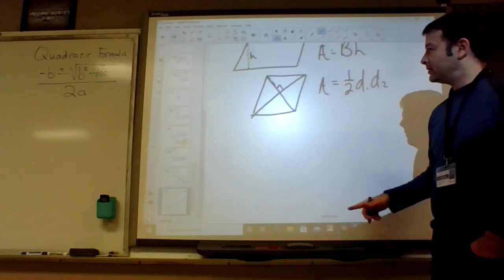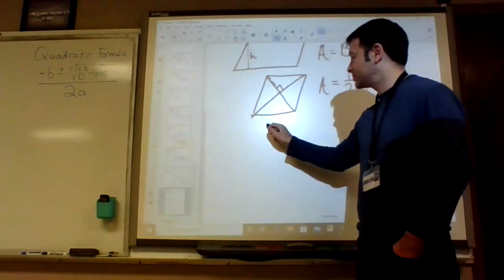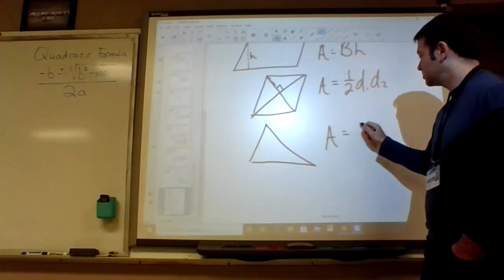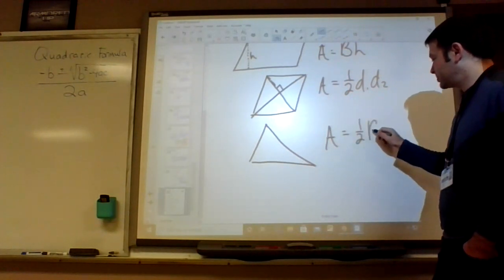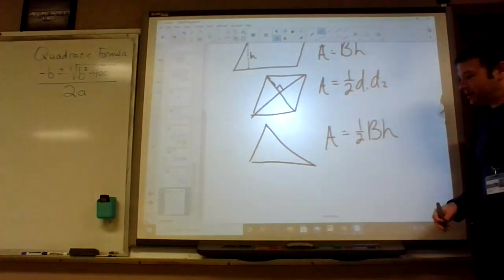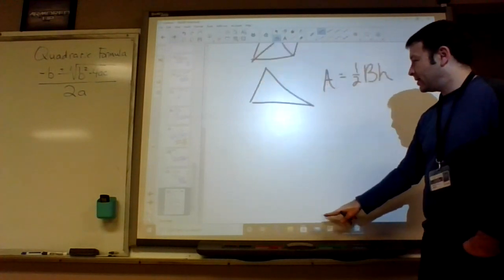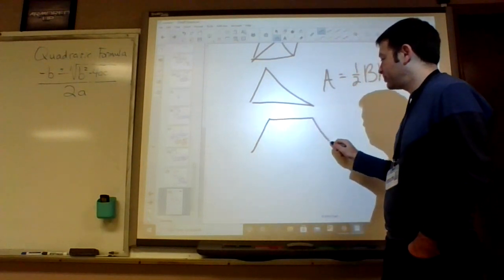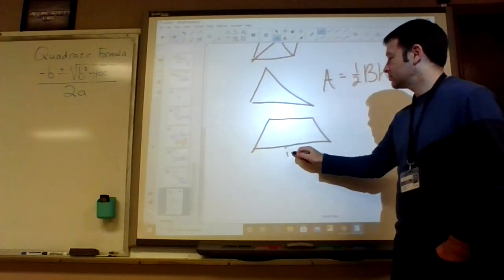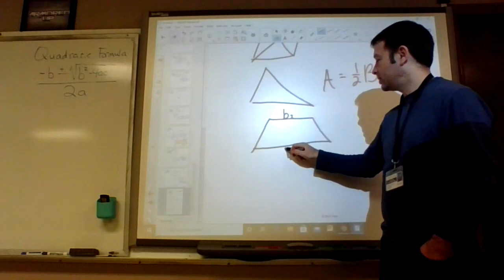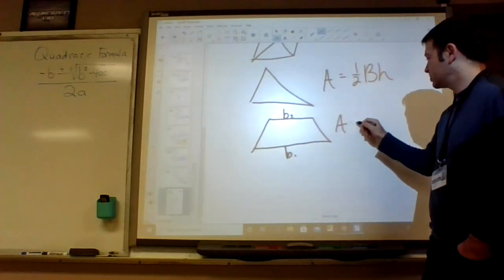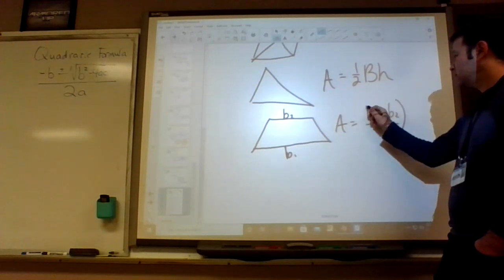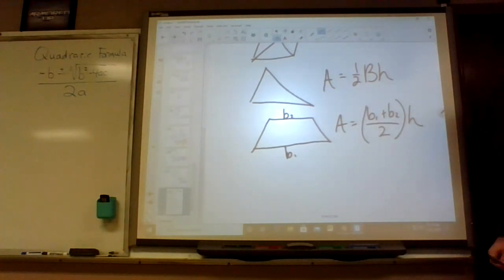Okay, triangles. How do you find the area of a triangle? Base times height divided by 2, or 1/2 base times height. Either one of those is fine. How about a trapezoid? Average the bases times height. How do we average bases? B1 plus B2 divided by 2, times height. That was a hard one to remember.